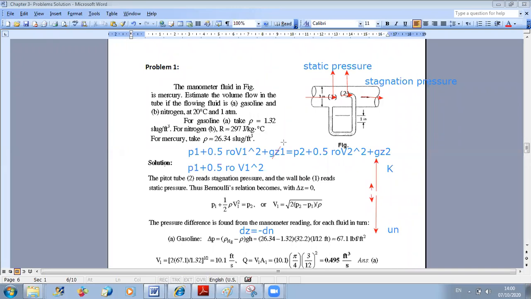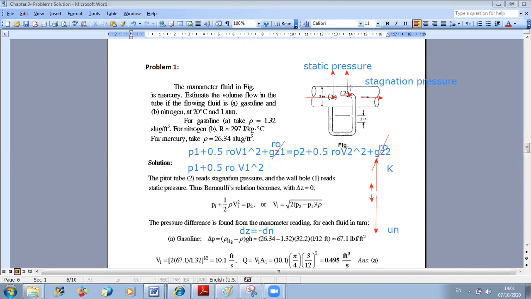I have rho here, I should add rho g: it's rho g z1 and rho g z2. But because I have the same level, rho g z1 and rho g z2 will simplify. So now I can get a relation between variation in pressure and variation in flow energy, in the kinetic energy.